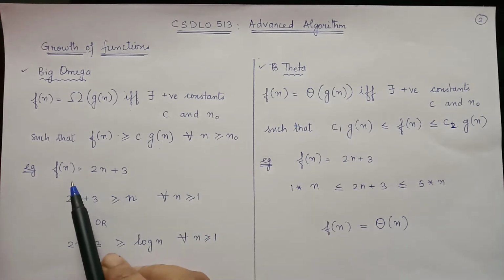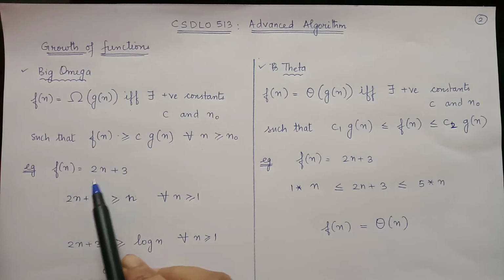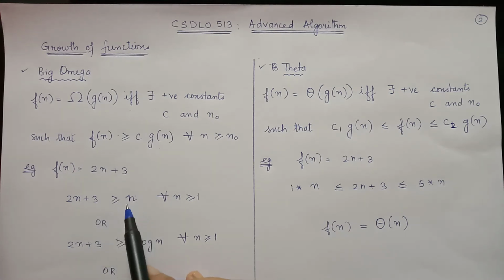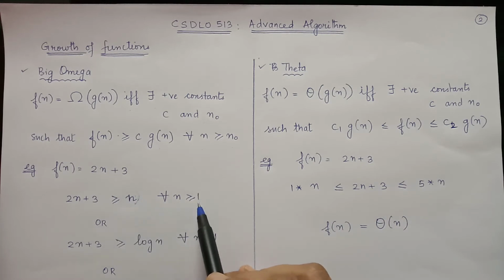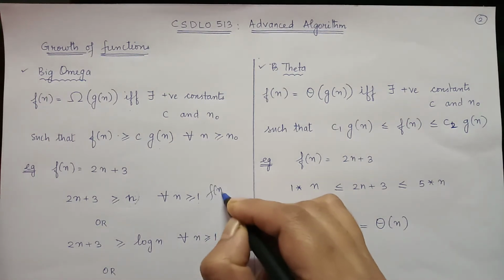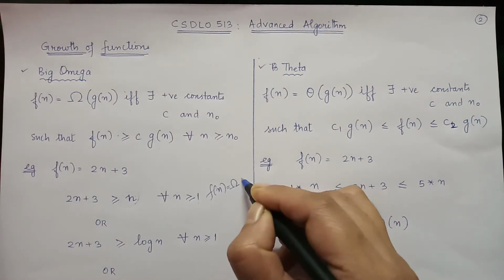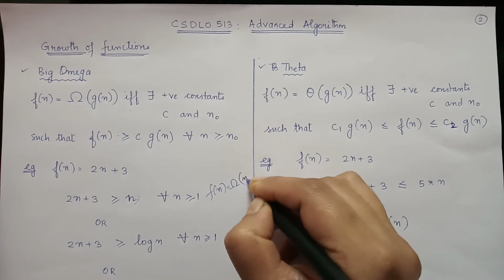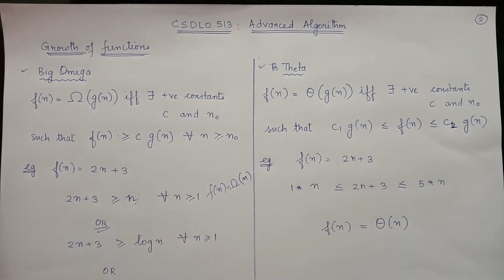Let's consider the same example where f of n is equal to 2n plus 3. Here 2n plus 3 has a lower bound of n. g of n is considered to be the lower bound. So here, for all n greater than or equal to 1, f of n can be written as omega of n, or we can also write 2n plus 3 is greater than or equal to log n.